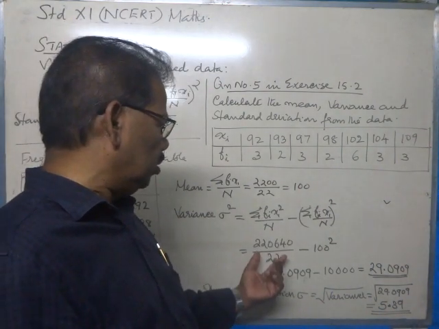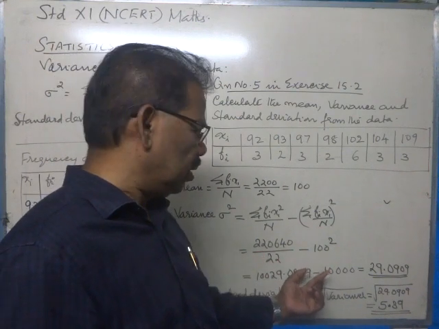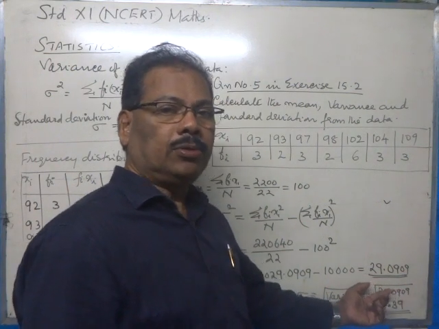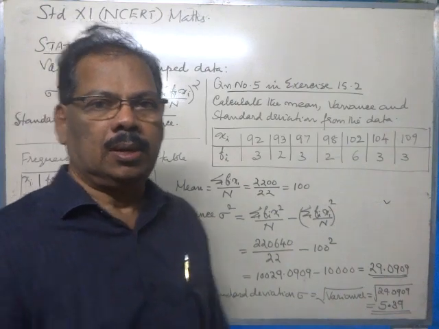That is 2,20,640 divided by 22 minus 100 square. Simplifying, we get 29.0909. And the square root of that value gives standard deviation. Right.